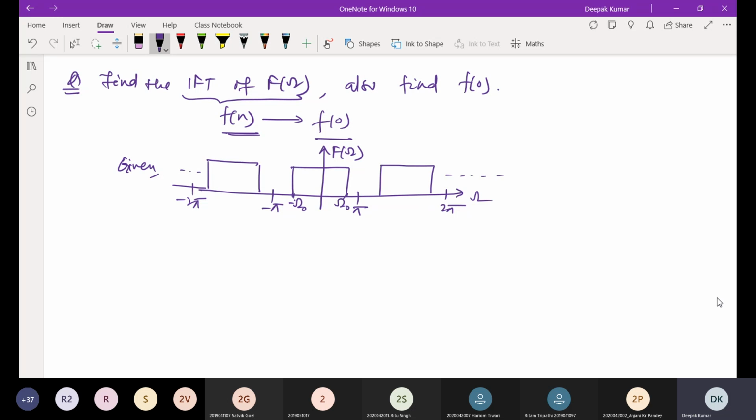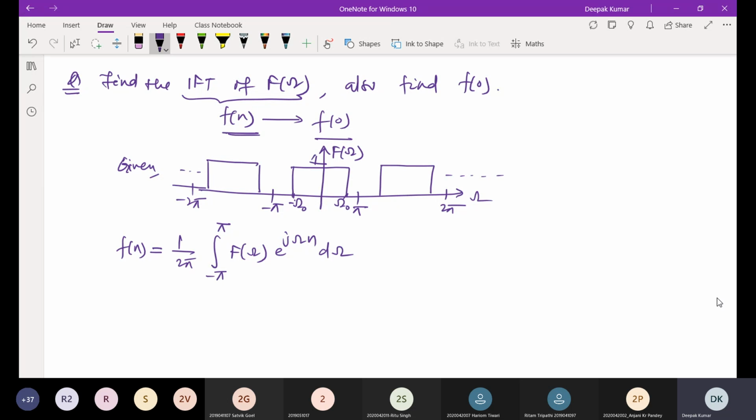We have already discussed that f of n means the inverse Fourier transform of the discrete time Fourier spectrum is integrated over one time period. See, in this case, this F of omega is given in periodic nature, having a period from minus pi. Actually this signal repeats from minus pi to pi, after that, like that. So your integration will have limits from minus pi to pi, or if the signal is defined from the origin, from origin to the right side is for positive frequency, so you can take the integration limit from 0 to 2 pi. But here the integration limit will be minus pi to pi, and e to the power j omega n d omega.